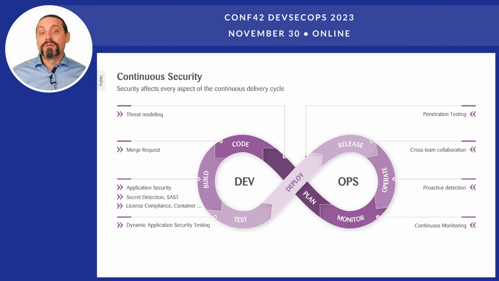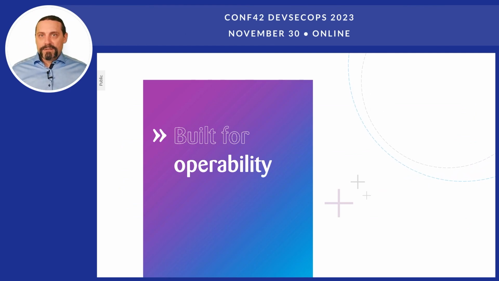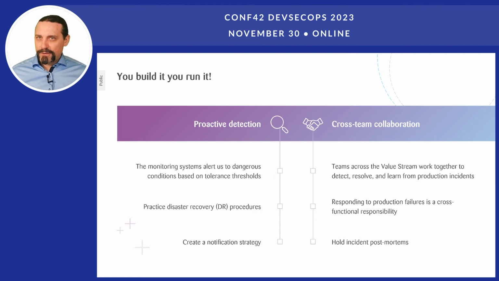It is essential that we do proactive detection when we operate the product. We want to find security vulnerabilities before our customers do, and for that we need to continuously monitor our system security-wise. But not only security is important, also operability is a very important thing, because in DevOps we want to do you build it, you run it. And this means, as I already mentioned, proactive detection. This means that our monitoring system need to alert us about condition based on our tolerance thresholds which we have, and for that we need to have a good monitoring system.